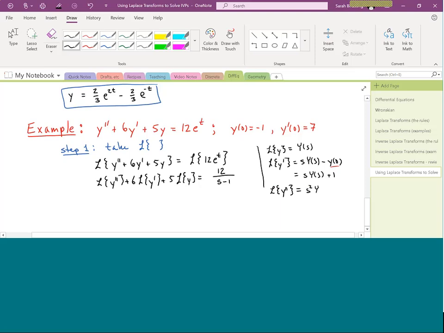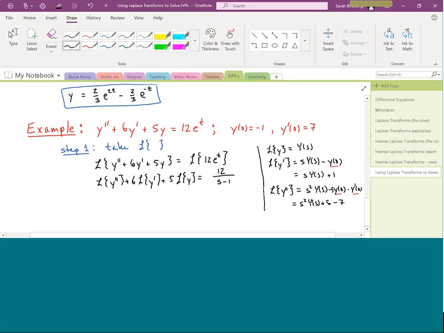Last guy we need is your second derivative, the Laplace transform of the second derivative. This guy is going to be s squared capital Y, minus your first initial condition times s, don't forget the s, minus no s times your second initial condition. So again, we're going to go ahead and plug in here. So we'll get s squared times capital Y minus negative 1 times s, so that's plus s, minus the other initial condition, so that's minus 7.